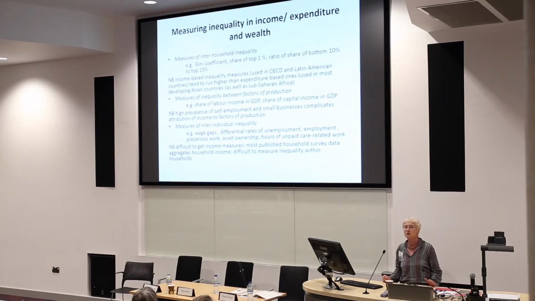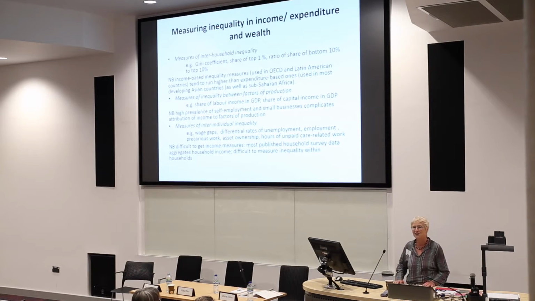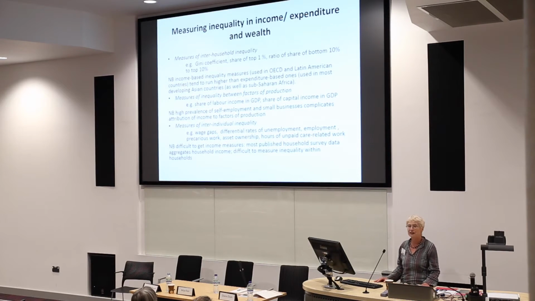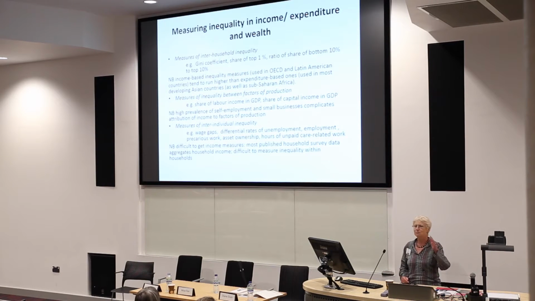There's also been a rediscovery of looking at inequality between factors of production, looking at the share of labour income in GDP and the share of capital income in GDP, as something that us oldsters remember from the 60s and 70s, but which has rather dropped out of sight for measures that really just look at the inequality between households. Of course, it's complicated to interpret or to measure this when there's a high prevalence of self-employment and small businesses that complicate the attribution of income to factors of production, and you have to make some decision: all businesses that don't have any employees, it's just a sole person, let's count them as labour income, or any business that only has one or two people, let's count them as labour income. But there's been a rediscovery of this.